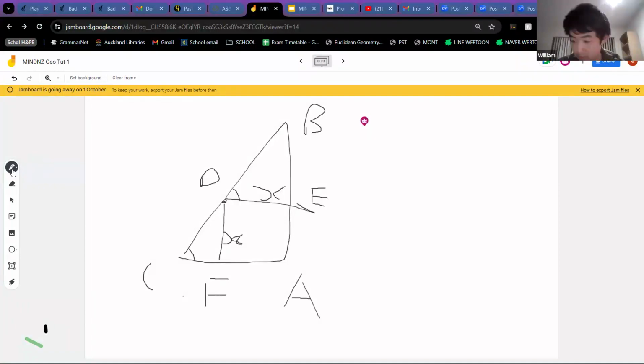So we know that the ratio of AB to AC is equal to x over AC minus x. AC minus x, that's just CF. So the ratio of DF to CF is equal to the ratio of AB to AC. So we get this equation here. Does anyone have any questions?